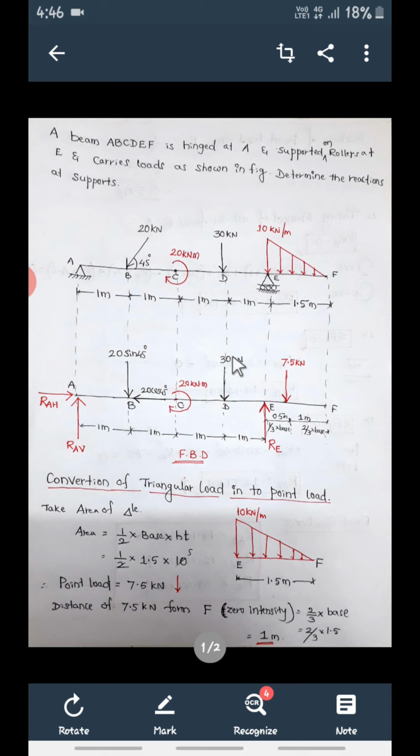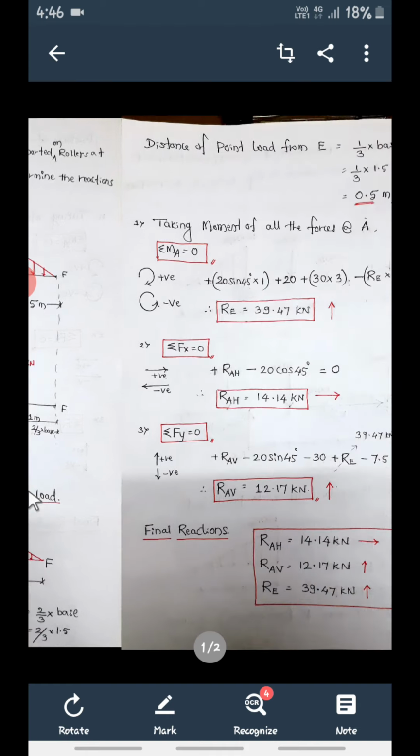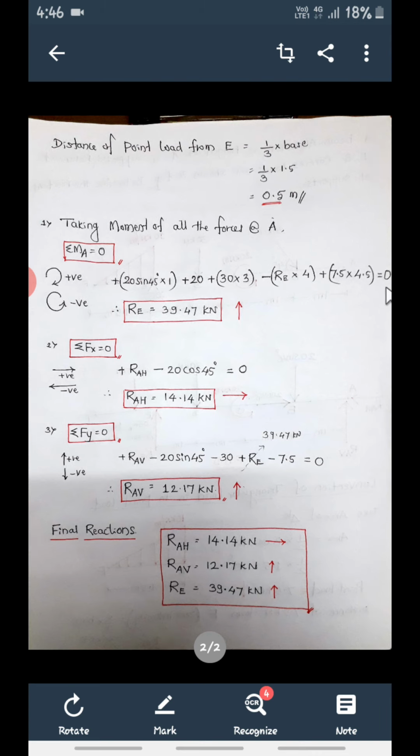Then what is the moment of this? Plus 30 into 3. Then this is anticlockwise, minus RE into 4. Then this 7.5 into 4.5 is clockwise, plus. So this is summation MA, moment about A, equal to 0. Now the only unknown is RE. If you take RE to this side, you can calculate reaction at E is equal to 39.47 kilonewton. So using one equation, we have calculated reaction RE.